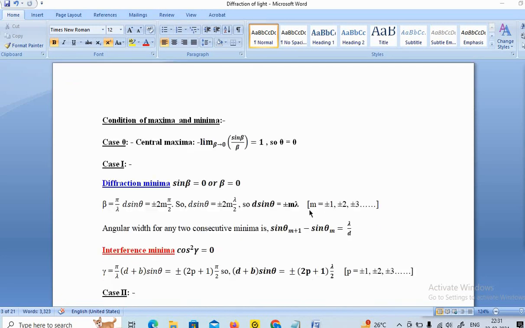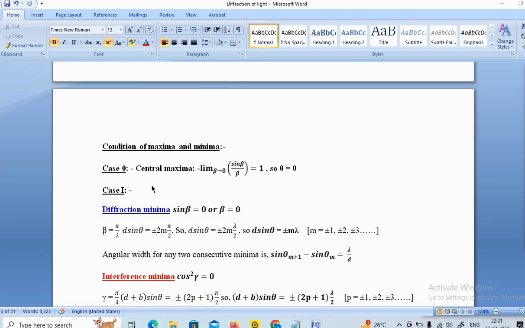Now when you have this, you need to consider the condition for maxima and minima. There is a condition for central maxima, which depends on this relation: sin beta by beta equals 1. This happens when beta tends to 0, and beta is a function of theta, so when theta tends to 0, one gets the condition of central maxima.